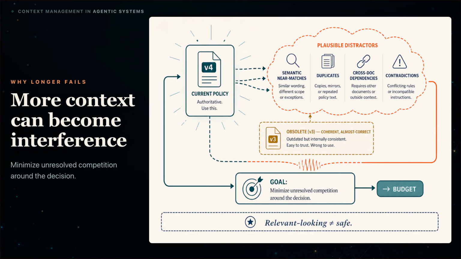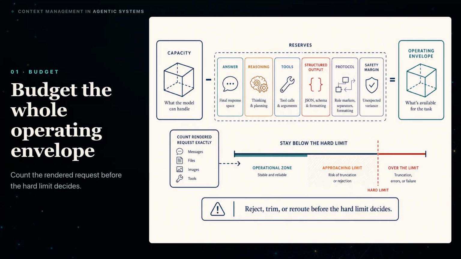Budget the envelope before deciding what enters. Start with the model's capacity, then subtract reserves for everything that must happen after and around the input. Reserve room for the visible answer, reasoning or thinking, tool calls, structured output, protocol overhead, and a safety margin for variation. Do not copy one reserve percentage across applications. Estimate each reserve from real traces, then set limits from the tail rather than the average.